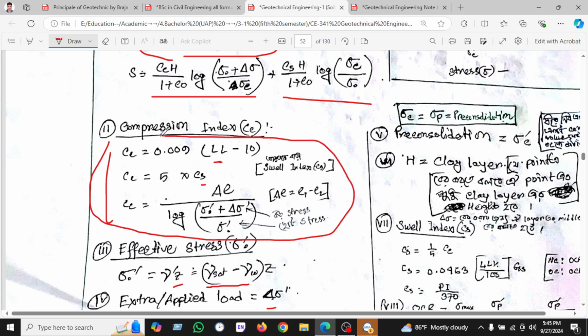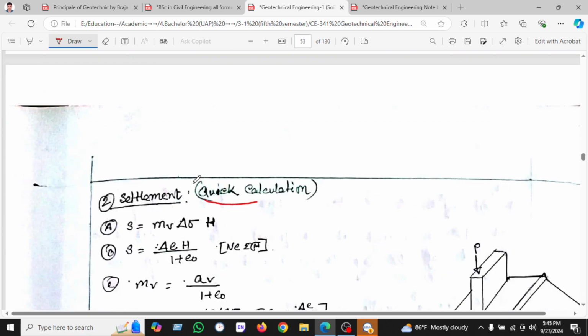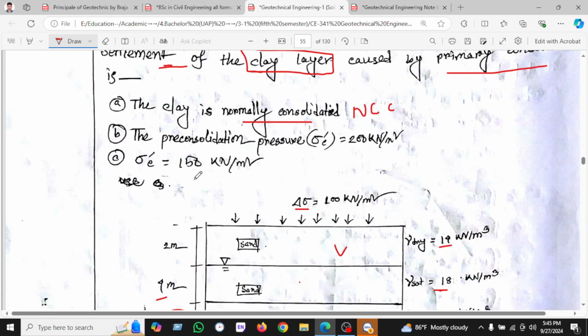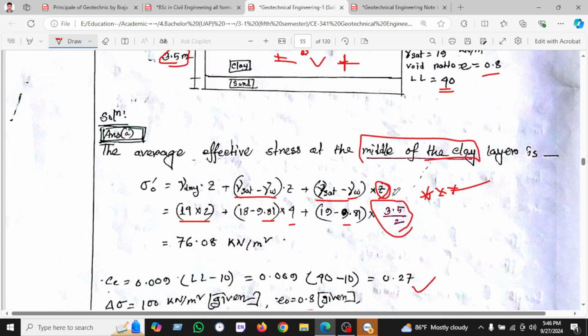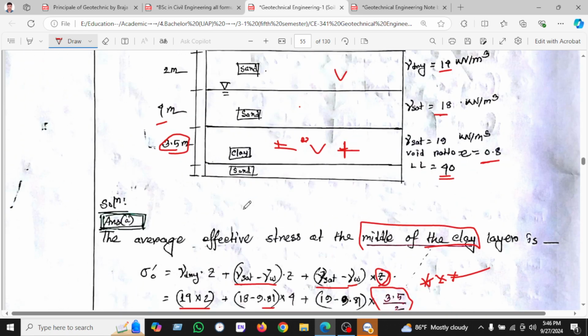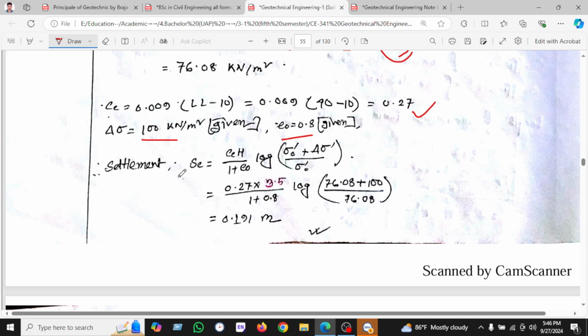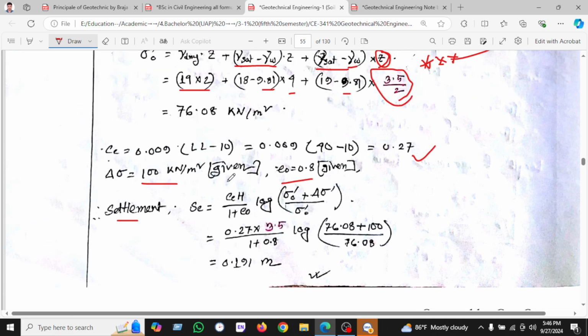We can find Cc using this formula, Cc = 0.009(LL − 10), and found 0.27. Delta sigma is given as 100, and the void ratio e naught is given as 0.8. Here is the given data, and lastly we can find the settlement. As we know, this is normal consolidation, so we will use Cc into H.